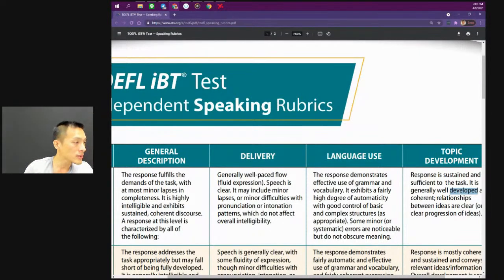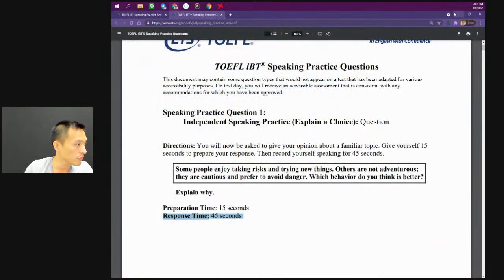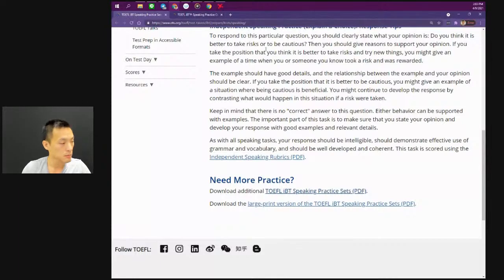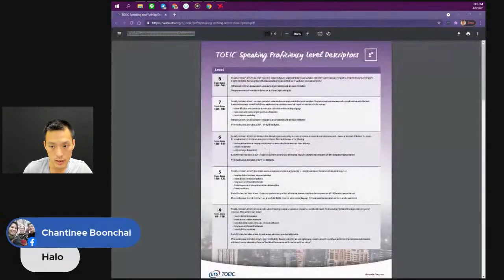All right, so that's the TOEFL, right? And I show you all this because I want to show you the TOEIC one as well, which is pretty freaking brutal. Let me pull this up right here.